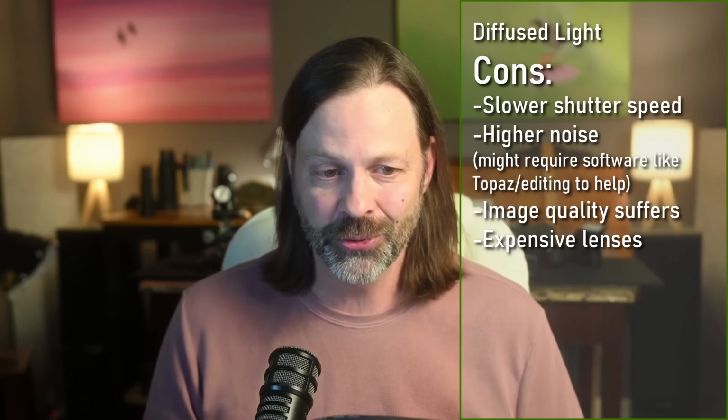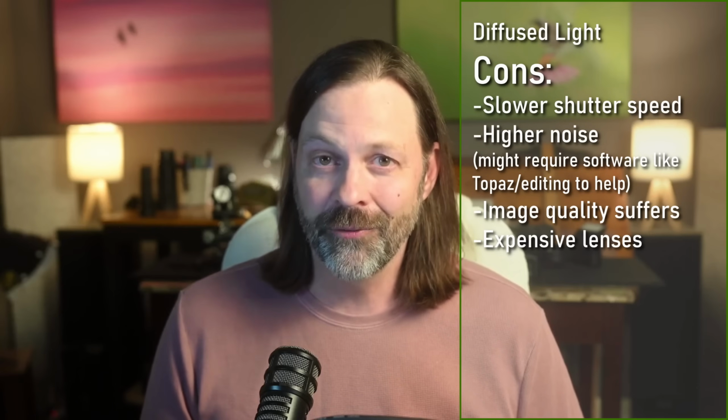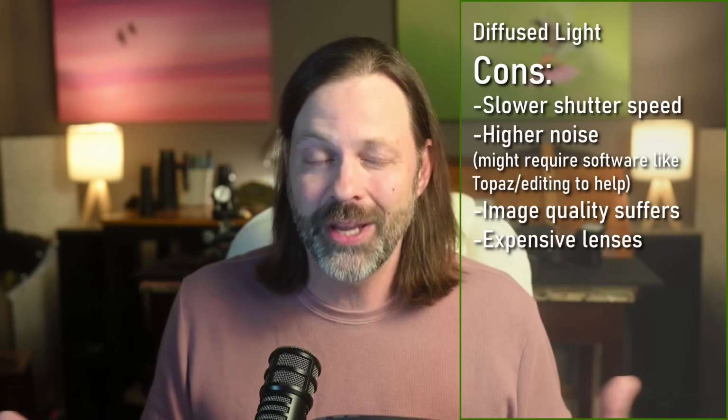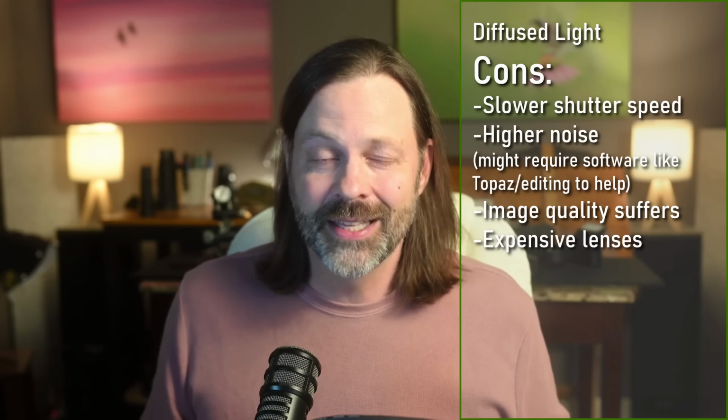The last drawback is a pretty big one on diffused light. It can require very expensive lenses. I shoot with a 400 2.8 because it allows in a lot of light. So if I'm in a low light situation, it's a little bit better. It focuses quicker and it cuts down on noise. And those lenses can get very, very expensive. So I'm listing that as a con as well.